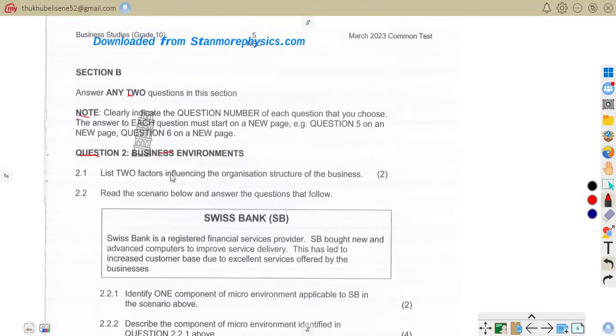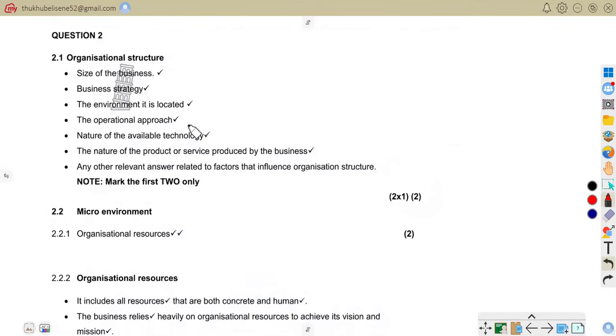Question 2 now, business environments. 2.1, list two factors influencing the organizational structure of business. So we have our answers here for 2.1, organizational structure. Now we're given these answers under organizational structure. The first one is the size of the business.